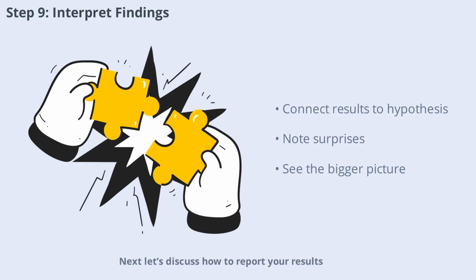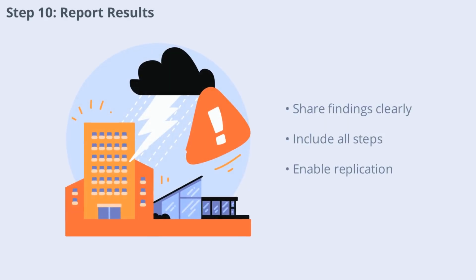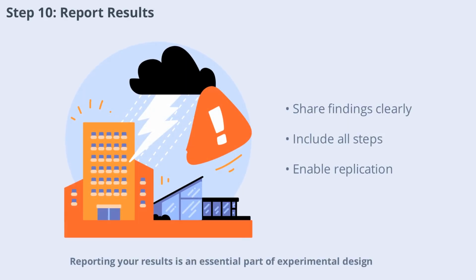Next, let's discuss how to report your results. Reporting your results is an essential part of experimental design. Share your findings clearly and honestly, whether in a lab report, presentation, or publication. Include your methods, data analysis, and conclusions so others can evaluate and replicate your work. Good reporting helps advance scientific knowledge and allows others to build on your research.